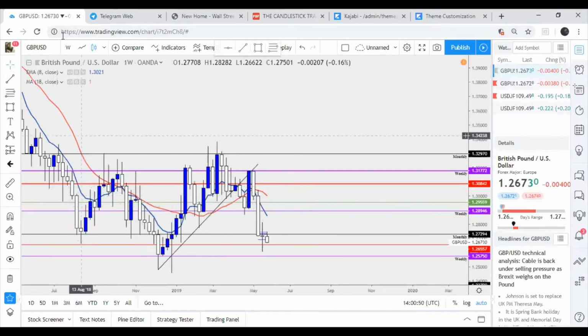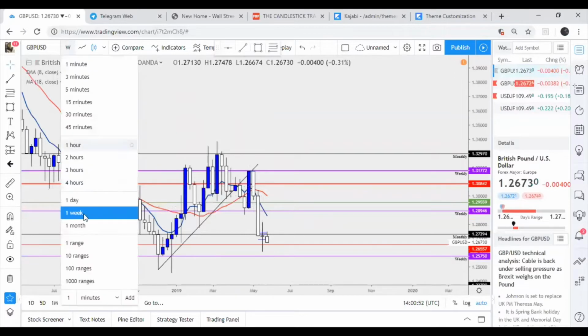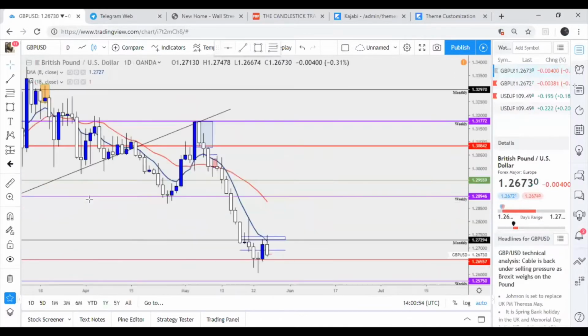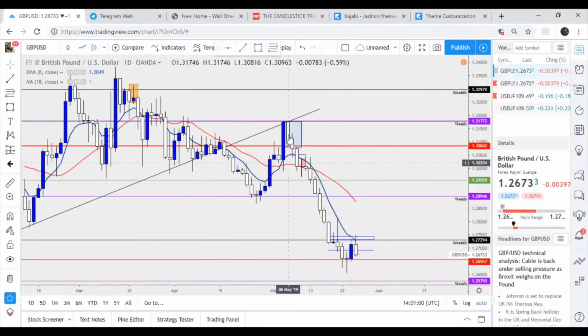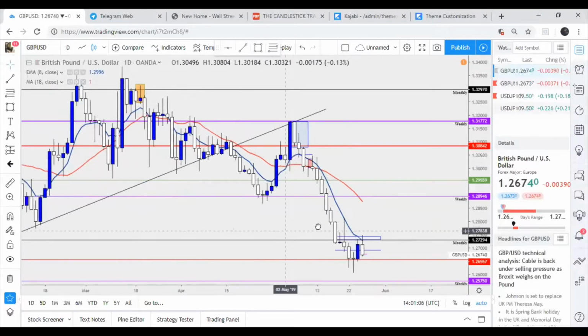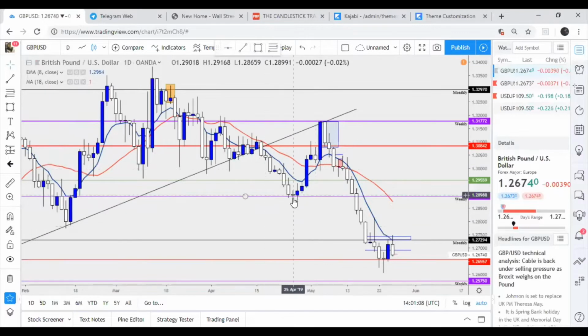Going down to my daily time frame to see what's going on in these lower time frames. As you can see on my daily time frame, we end up getting a break of structure. We got a break of structure. Look to your left. Always look to your left. See what's going on. I got a new lower low, lower high. Come back to retest this level of resistance, which we could not break.